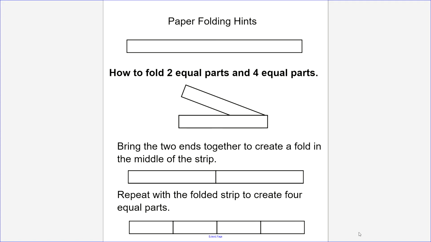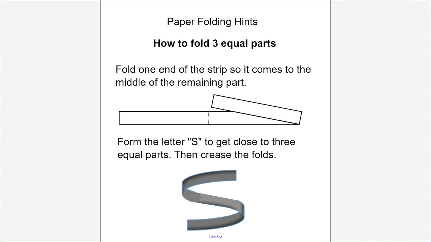If we want to create fourths, we fold the strip back into halves and then we fold it in half again. When you open it up, you would find that there are 3 folds now, creating 1, 2, 3, 4 different parts. When you want to fold 3 equal parts, third grade, it can be a little bit tricky. One way to do it is to fold one end of the strip so it comes to the middle of the remaining part, and then you fold the other part back over. You could also do it by forming a letter S to get close to 3 equal parts, and then you pinch the folds to create the crease.